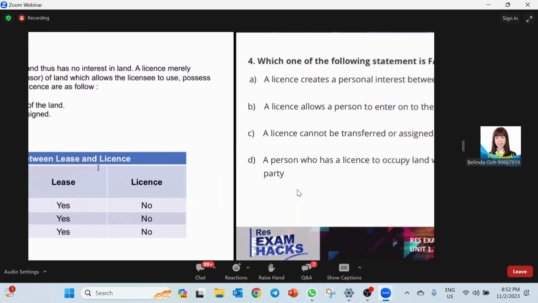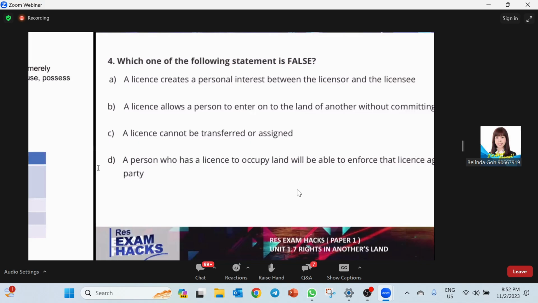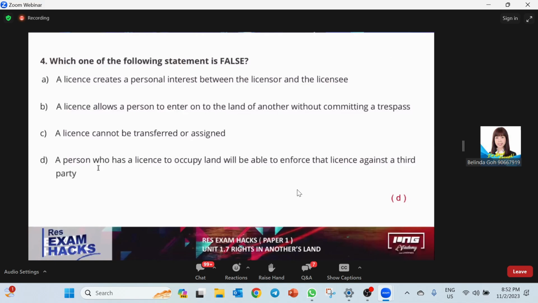So what is the answer? The answer is D. A person who has a license to occupy land will be able to enforce the license against a third party. Yeah?